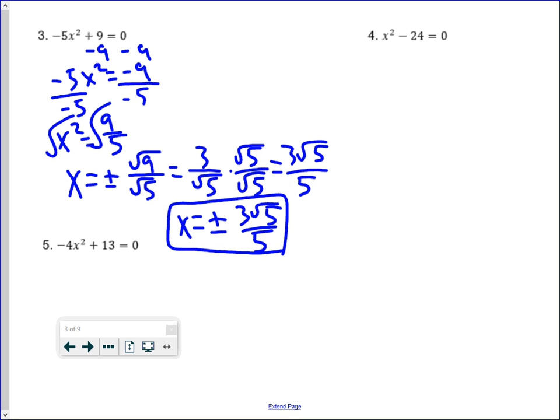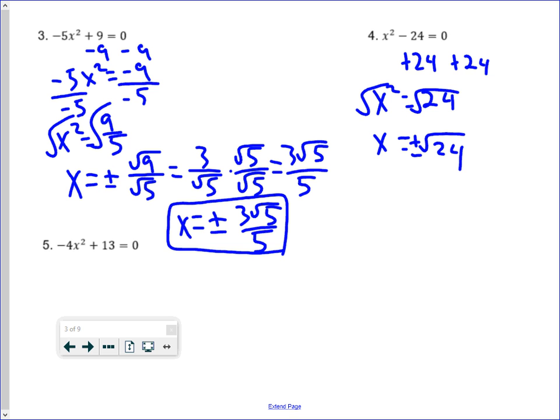Okay? So let's go ahead and do number 4 now. x squared minus 24 equals 0. We're going to add 24 to both sides. We get x squared equals 24. We're going to take the square root of both sides. x equals plus or minus the square root of 24. Don't forget it, like I keep forgetting it. It is important. Put the plus or minus. x equals plus or minus square root of 24.